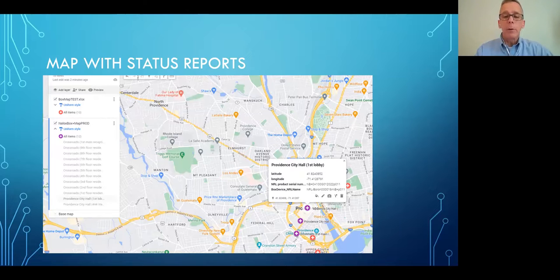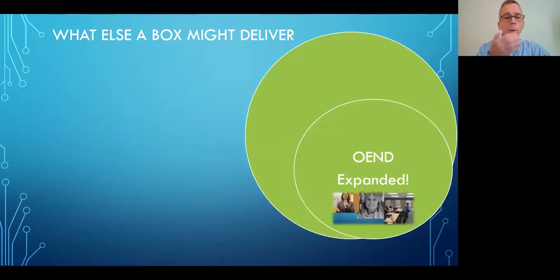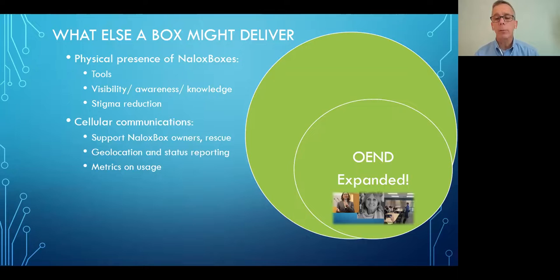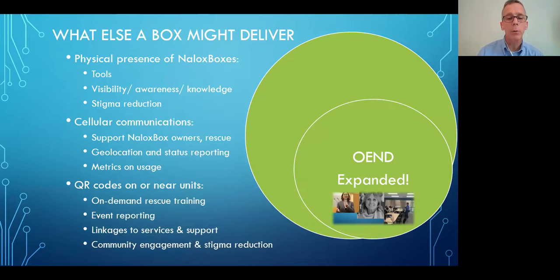So NaloxBoxes should be considered a community rescue asset, and each box's location can be mapped, so the unit readiness can be assessed, and also neighborhood preparedness can be known. We believe that the physical presence of NaloxBoxes not only helps get more naloxone into hands, but also increases awareness and knowledge and serves as inroads to stigma reduction in the general population. The cellular communications should enhance risk group preparedness and situational awareness and can provide some metrics on usage. And the QR code deployment could expand rescue knowledge and facilitate event reporting, provide linkages to harm reduction and other helpful services, and facilitate community engagement and stigma reduction.